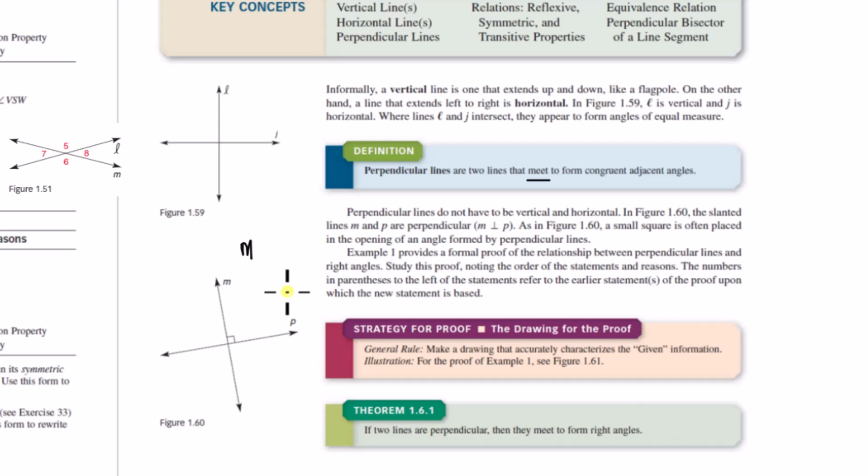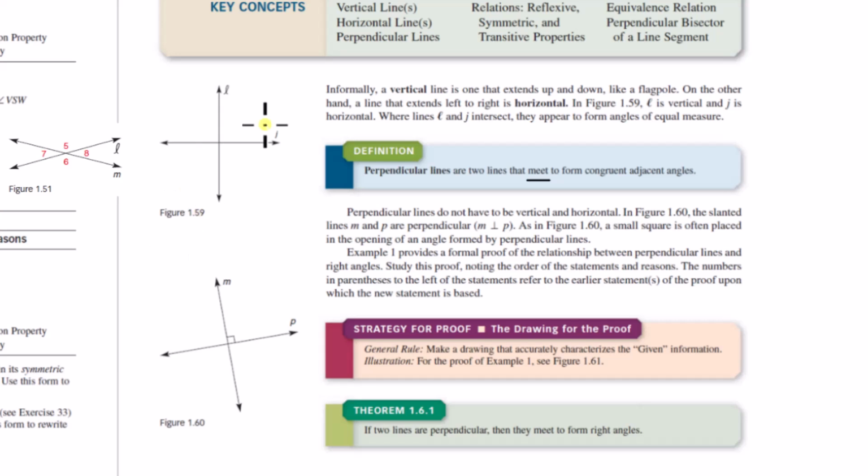Another notation is the angle. You put a box like this. So these two lines are perpendicular. You could do it on either side, since these two adjacent angles are congruent. You could do that.